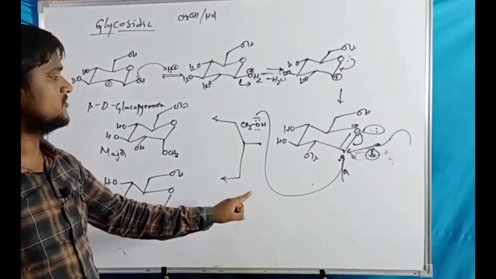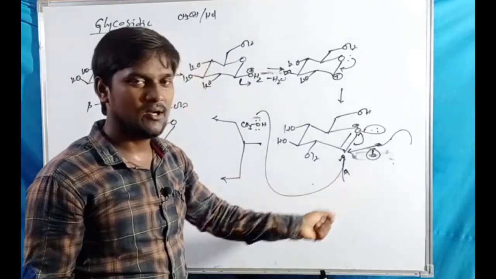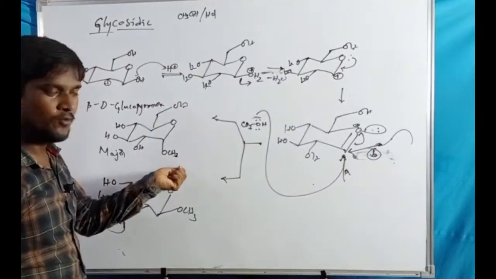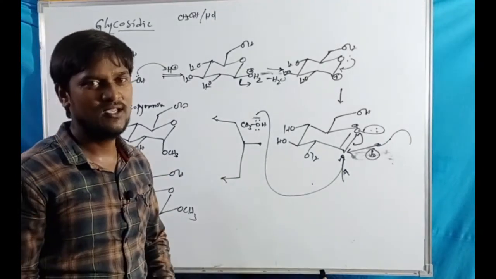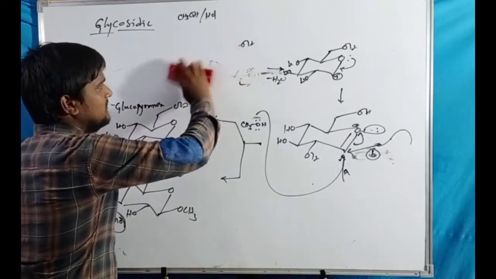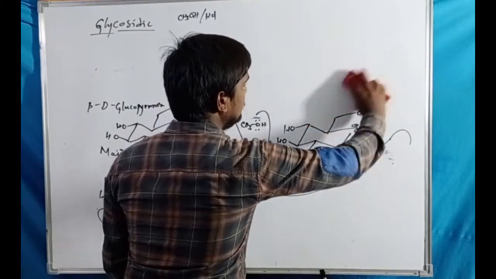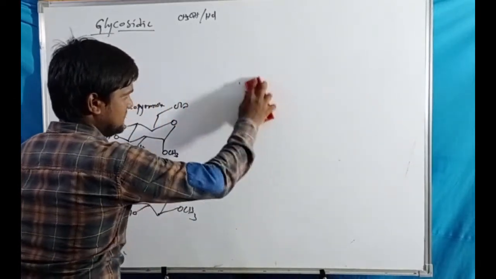Now the third step is a nucleophilic attack. If methanol is used, we get the corresponding OCH3. If ethanol is used, OCH2CH3. So this is the simplest reaction mechanism. Now let us discuss the other reactions of the cyclic structures of carbohydrates, especially monosaccharides.